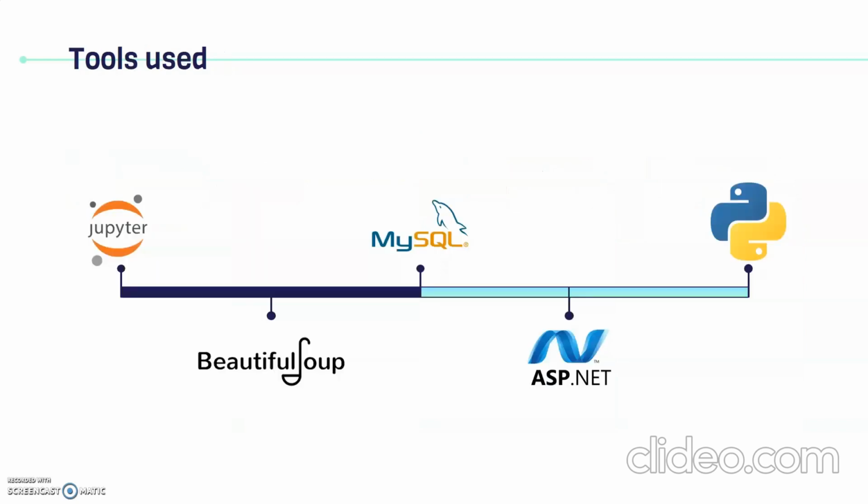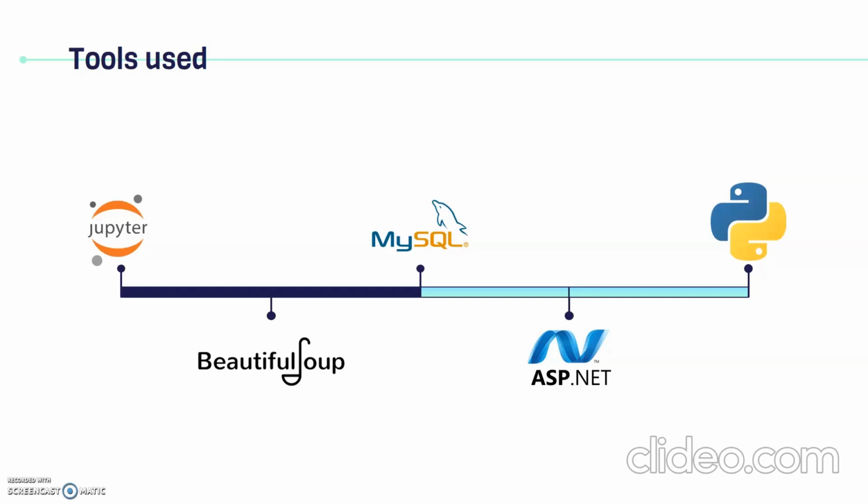So let's move further. The tools that we used are Jupyter Notebook, Beautiful Soup, MySQL, ASP.NET Core framework, and Python. Basically we use Jupyter Notebook to use the Python language, and we used the library BS4, Beautiful Soup, to do the web scraping. We put all the data that we scrape from the website in a MySQL server, and our web developer developed an API which extracts the data from MySQL and presents the top 100 data in the web application. For the CRUD application we use the ASP.NET Core framework as well. So this is the workflow.